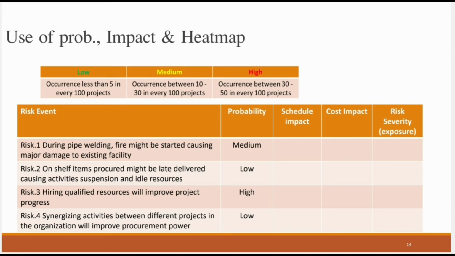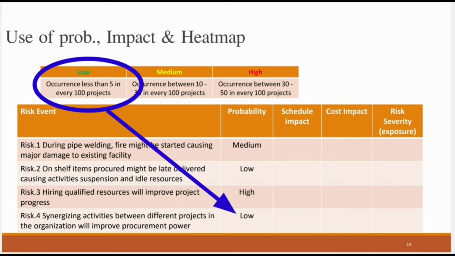And the last, fourth risk, which again is a positive risk. Synergy between the projects in the organization will improve the procurement power. From my experience, it's rarely happening, and it happens only 5 times in every 100 projects.